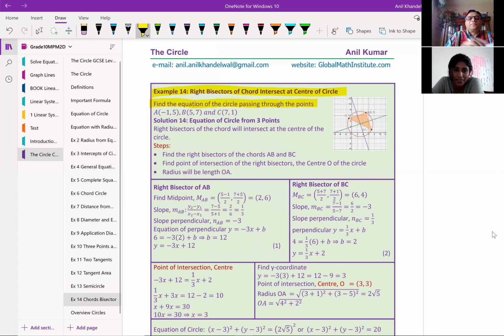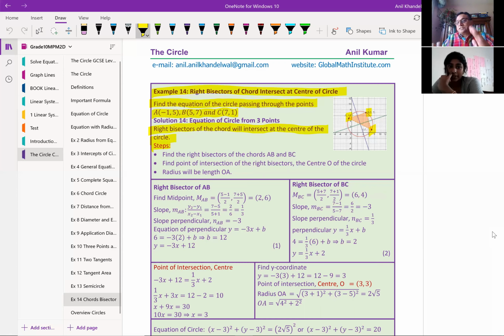Find the equation of the circle passing through the points A(-1, 5), B(5, 7), and C(7, 1). Correct. So, three points. The right bisectors of the chords will intersect at the center of the circle. Correct. So that makes sense.